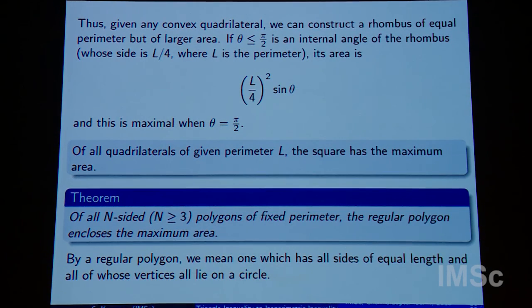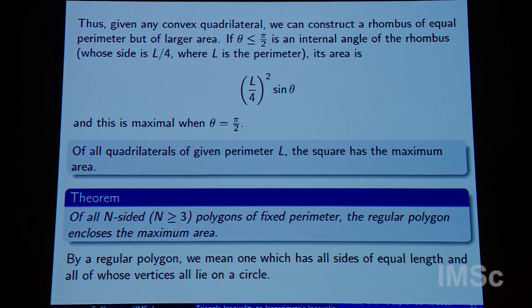So of all n-sided polygons of fixed perimeter, the regular polygon encloses maximum area. By a regular polygon, we mean one which has all sides of equal length, that's an equilateral polygon, and whose vertices lie on a circle. You can have equilateral polygons like a rhombus, which will not lie on a circle, but the square alone will lie on a circle.